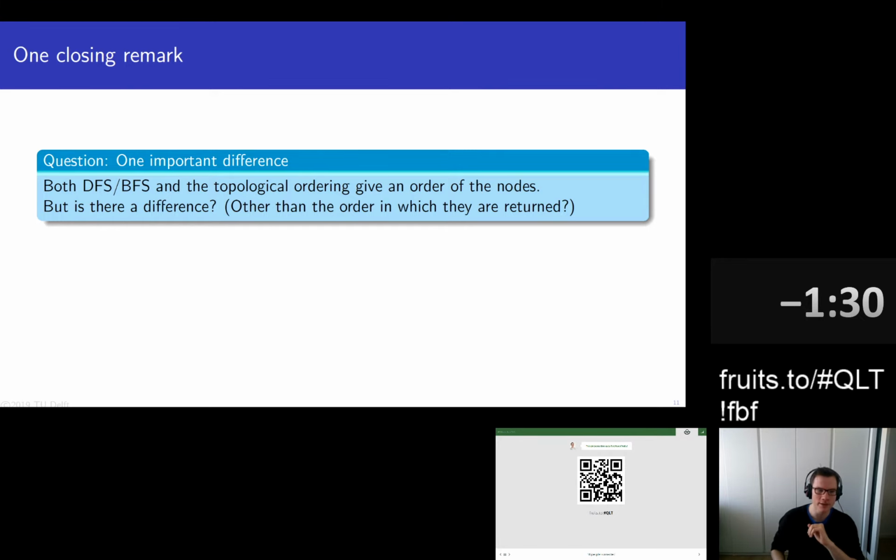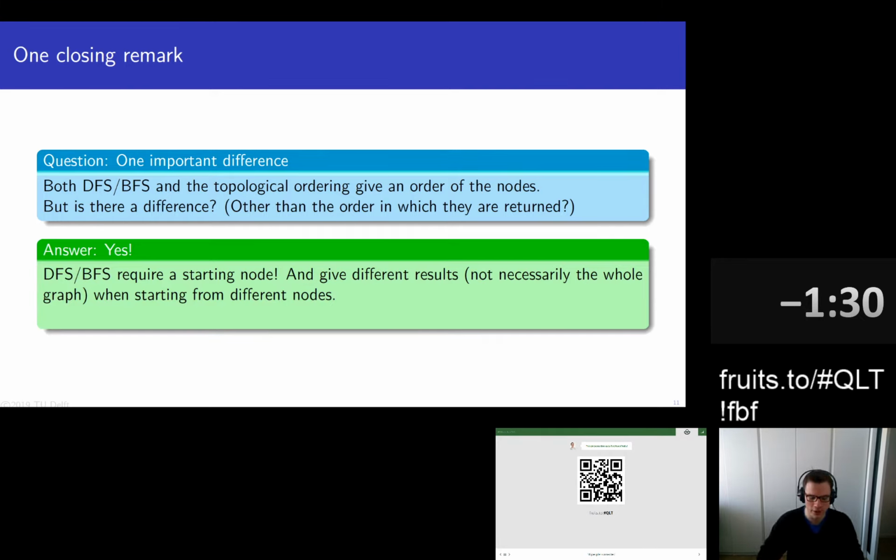The answer I had in mind is that DFS and BFS can be executed only starting in a node. And they will give you a different result when you start in a different node. Furthermore, they might not give you all of the vertices in the graph. So indeed, as Jan is pointing out, a topological ordering will give us all of the vertices in the graph, and it's a property of a graph. It doesn't depend on one specific vertex, right? So a graph has one or more topological orderings.